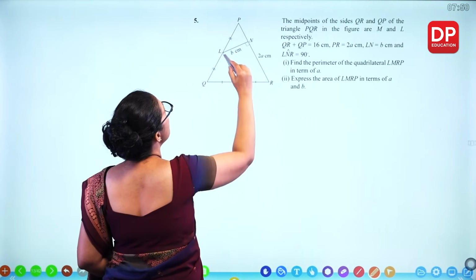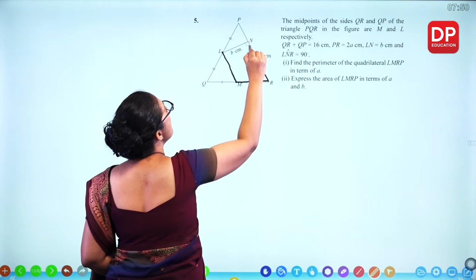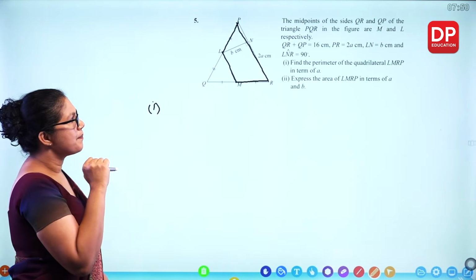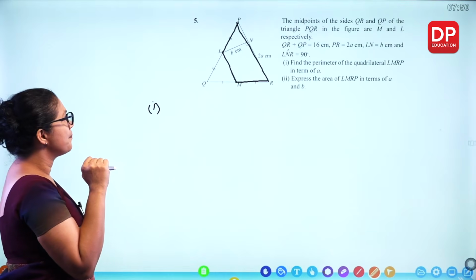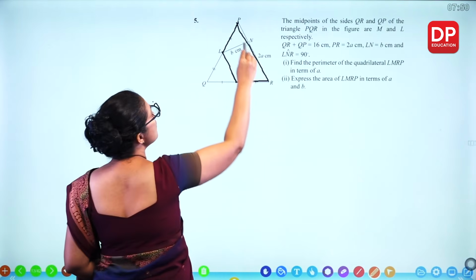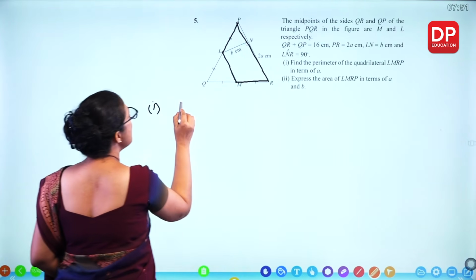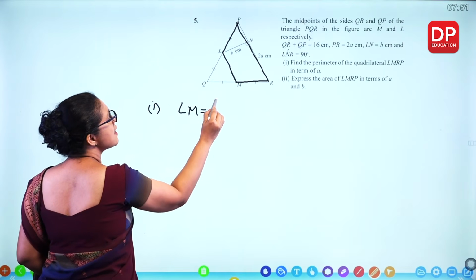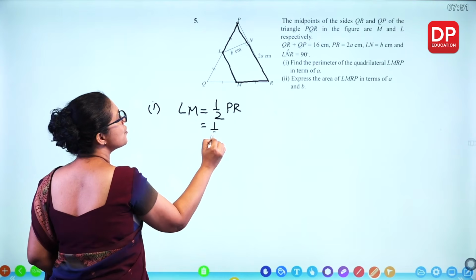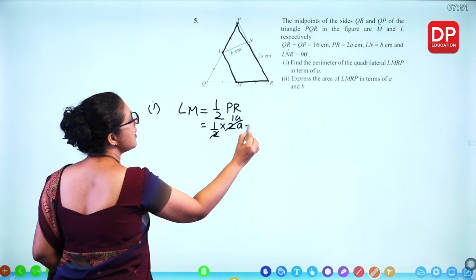LMRP. So this big one, LMRP perimeter in terms of A. Now we know this length is 2A. So according to midpoint theorem, what is LM? LM is half of PR. So half of 2A, that's 1A or A.